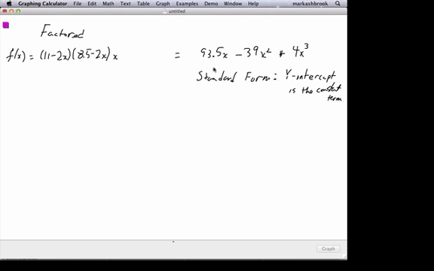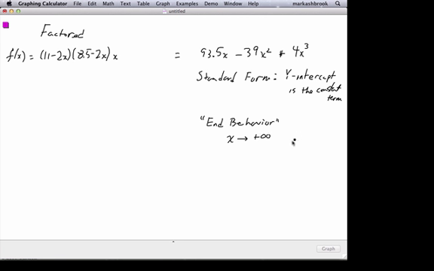Okay, the other thing here has to do with what's called the end behavior. The end behavior of a function is what happens as x gets very, very large, and what happens as x gets very, very large negative. Okay? So end behavior has to do with, here's the notation for that.